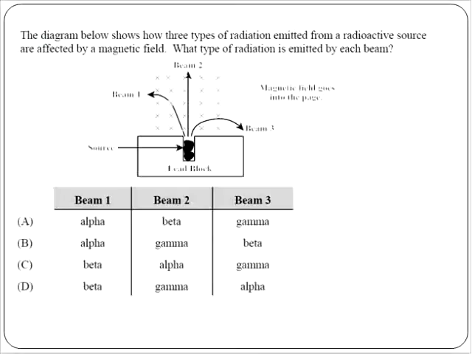So we've got 3 different types of radiation that are being affected by a magnetic field. Obviously, the one that goes straight through, we know right away, is the gamma, because the gamma has no charge. So that means beam 2 is gamma. That means it's either B or D. So we can cancel out A and C right away, because we know it has to be gamma.